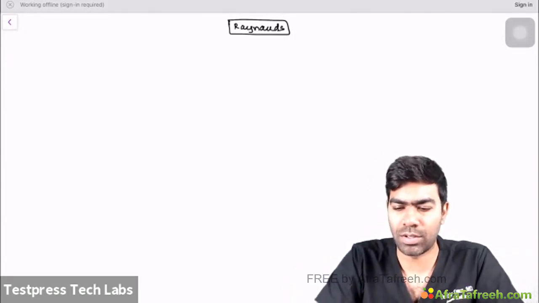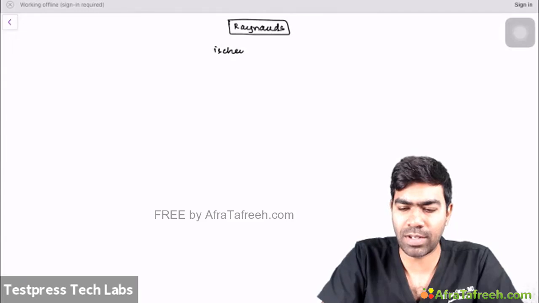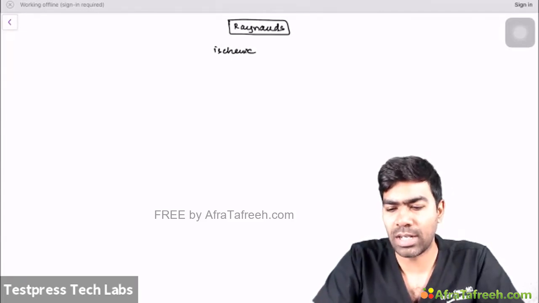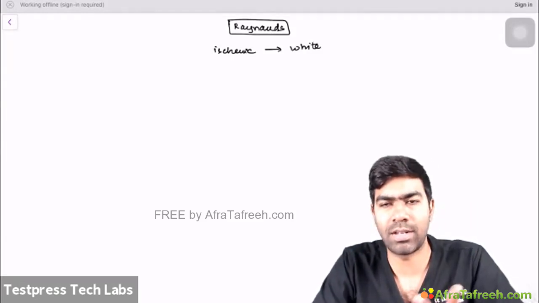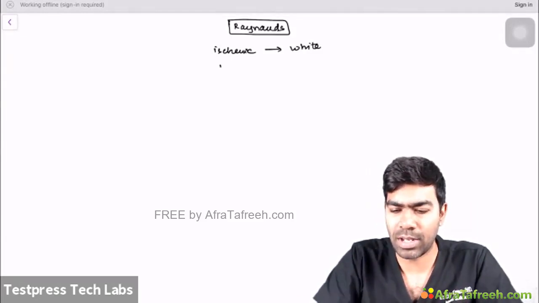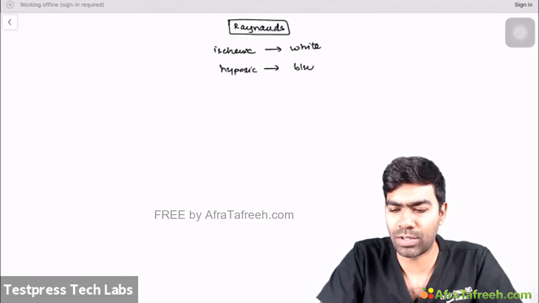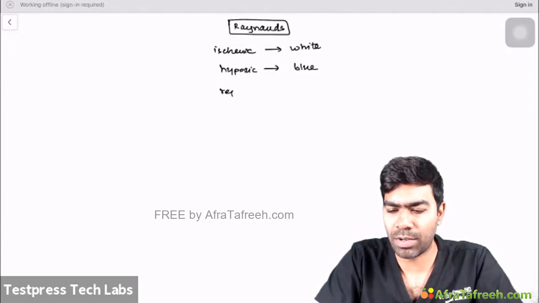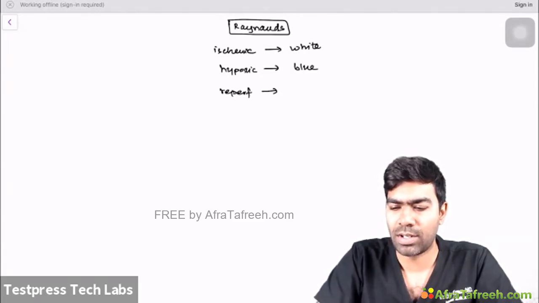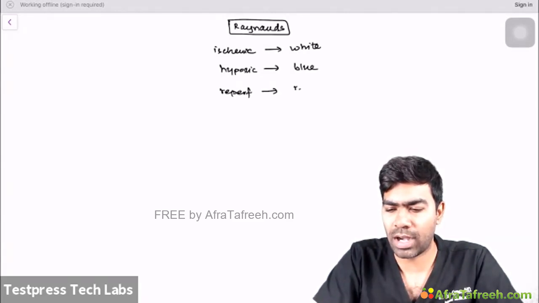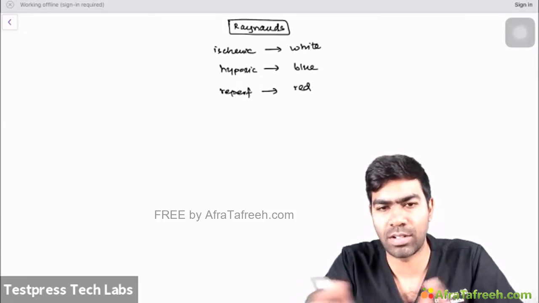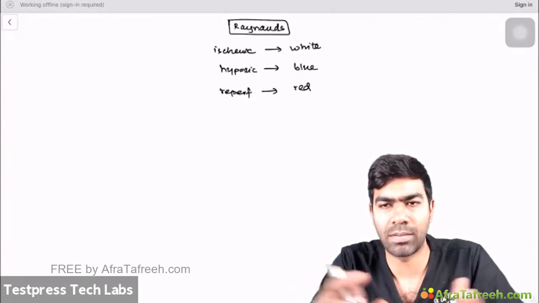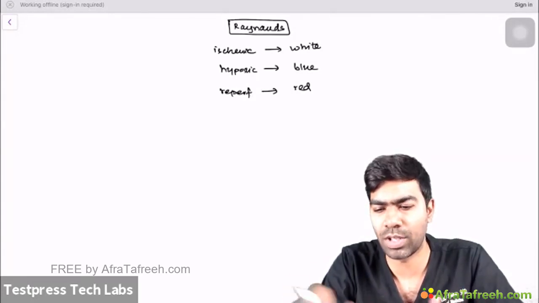First, there will be an ischemic phase, and in the ischemic phase they will become white, and it's more pronounced in Caucasians. There will be a blanching. Then there will be a hypoxic phase. During the hypoxic phase they will become blue and cyanosed, and during the reperfusion stage later on they'll become red. That is because of the reperfusion. So these are the three characteristic clinical manifestations of Raynaud's phenomenon. This is how it goes.